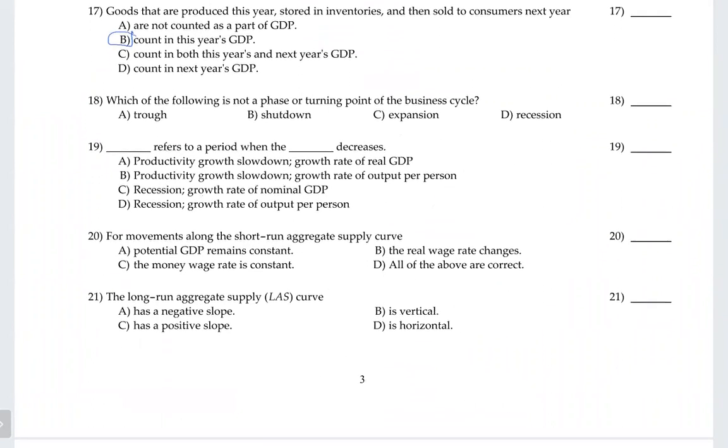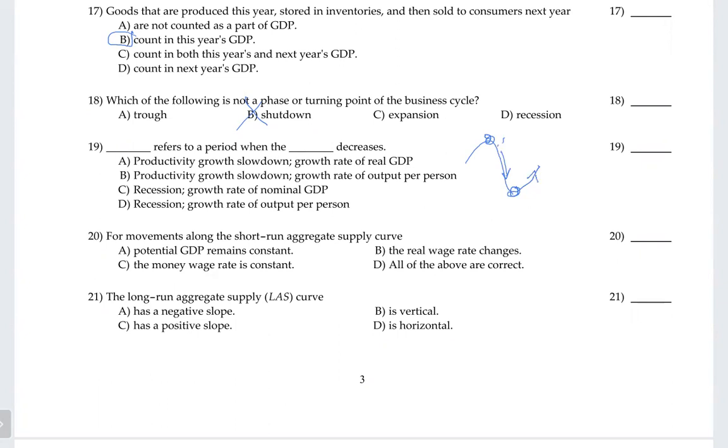18. Which of the following is not a phase or turning point of the business cycle? The answer is B. By the way, let's just review the business cycle. We have a graph like this, and this is a peak, this is a trough. Here we enter the recession, and here we start an expansion.